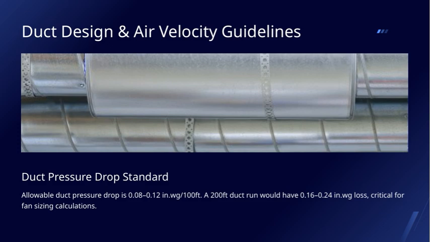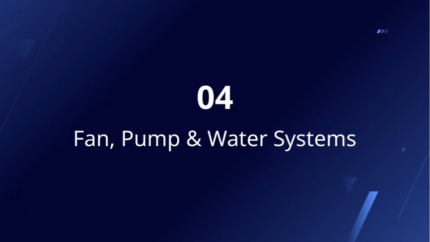Let's take a closer look at the fan, pump, and water systems. These components are critical to many industrial processes and building operations. Fans are essential for moving air, whether for ventilation, cooling, or process requirements. Pumps, on the other hand, are used to transfer liquids, whether it's water, chemicals, or other fluids, ensuring smooth operation of systems that depend on fluid movement.